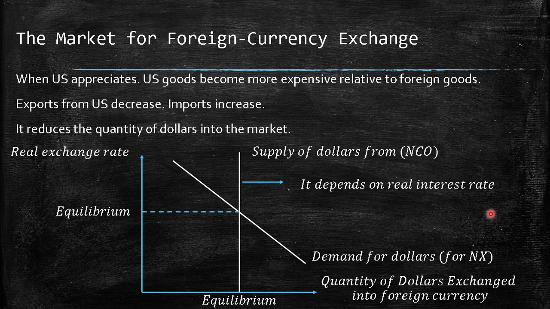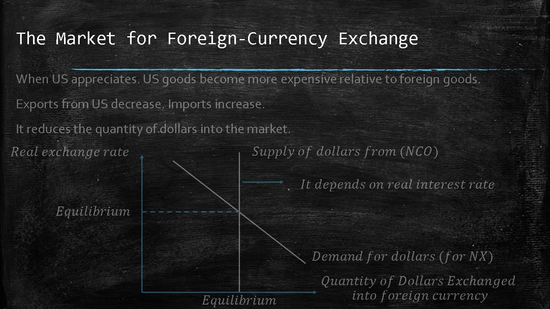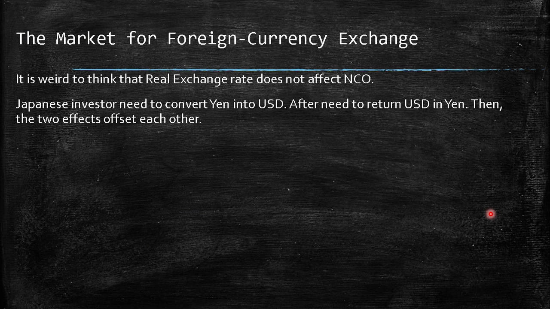And this depends on the real interest rate, because the supply of dollars from the net capital outflow should move because of the interest rate around the world. It is kind of tricky, because maybe you can think that when other currencies are more expensive, you won't have any incentive to buy their assets, because the currency is so expensive that the assets should be expensive as well. But after you finish your investment, you need to turn these foreign assets back into US dollars. So at the end of the day, it is not going to be a really important decision regarding the currency rate. This should be more about the interest rate. For example, a Japanese investor needs to convert yen into US dollars, and afterwards needs to return these US dollars into yen, so the two effects offset each other. The situation of the currency changes.